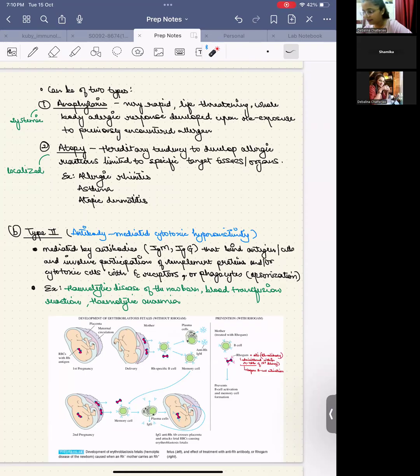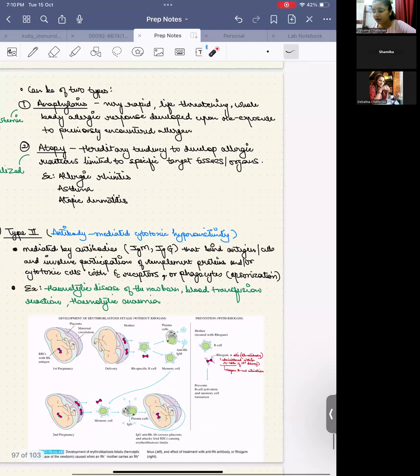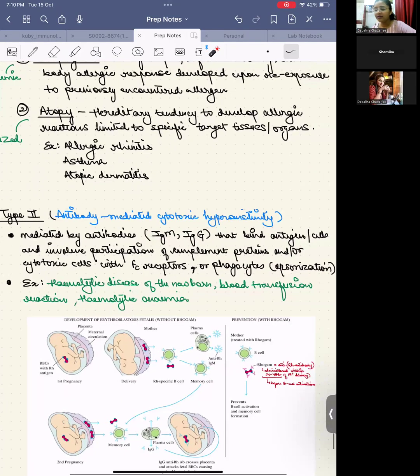The second type of hypersensitivity is also called antibody mediated cytotoxic hypersensitivity. Now, very well, again, as is also suggested by the name, there has to be an antibody molecule that is mediating the response. And what response? The response is cytotoxicity. So it involves your complement proteins.